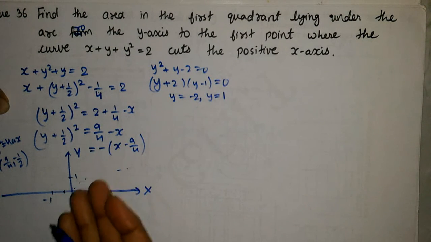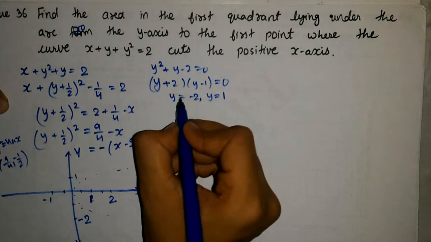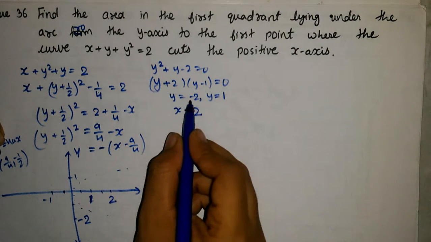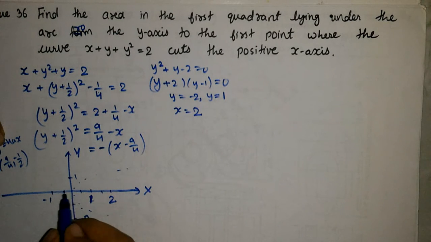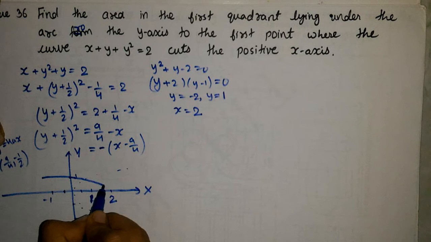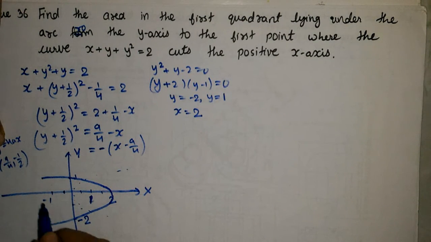We have seen it will open in the negative x direction because the coefficient was negative. And when we put y is equal to 0, we get x is equal to 2. So we have found its intersecting points, and we can clearly draw its figure. It will be like this.